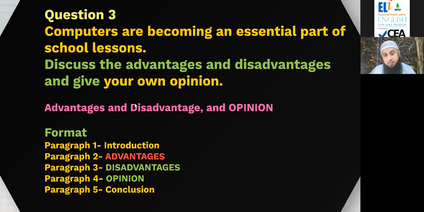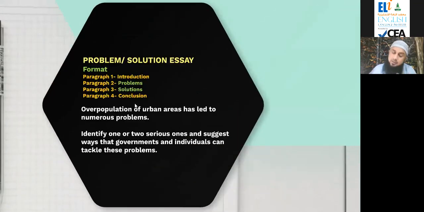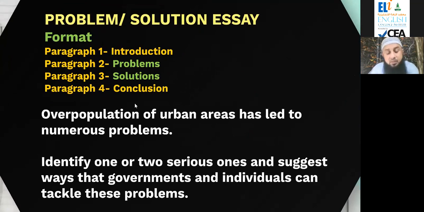Or else, if you are inclined towards advantages, then that should be the third paragraph. And disadvantages should be the second after introduction. So you have to be careful about that. So these were some types, advantage, disadvantage, three types of questions normally given in the IELTS.